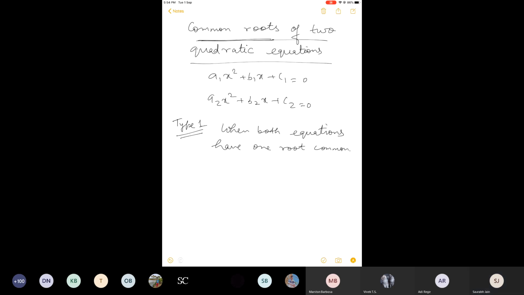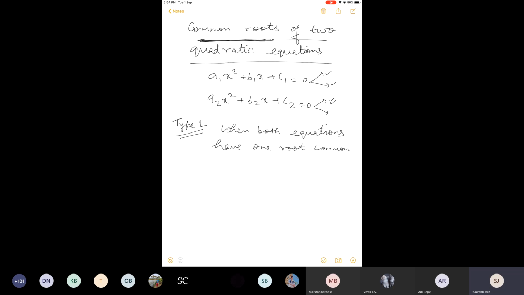Because see, this quadratic will have two roots, this quadratic will have two roots. So what can be the possibilities if we are talking about the common roots? Either one root of both the equations can be common. Okay, one root common means one root same.